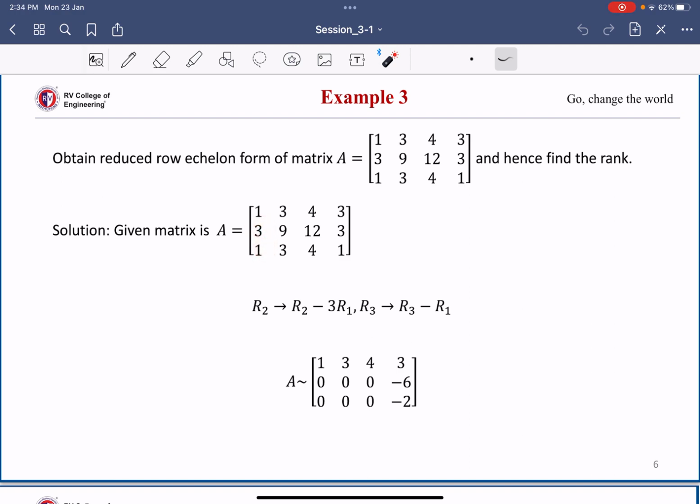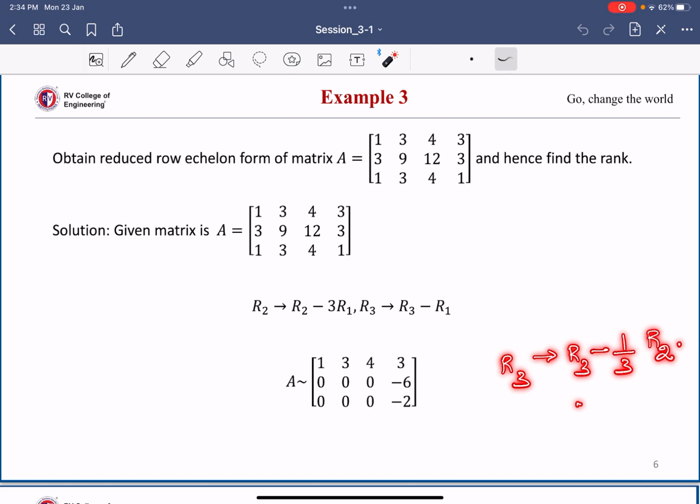So I can apply the transformations R2 - 3R1 and R3 - R1. When I apply these transformations, these two elements become 0 and simultaneously the remaining elements also change according to the transformation applied. If you observe carefully, the third row, that is -2, is 1/3 times of -6. So we can apply the transformation R3 transforming to R3 - 1/3 times of R2.